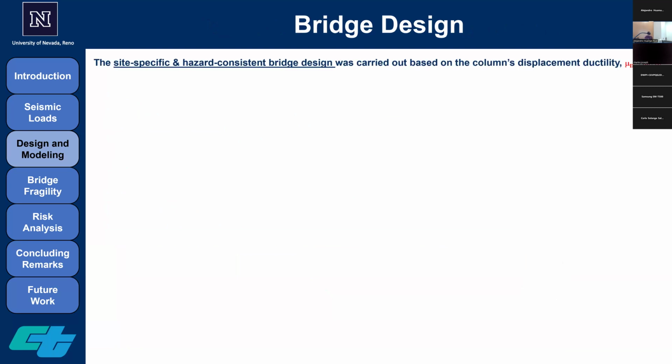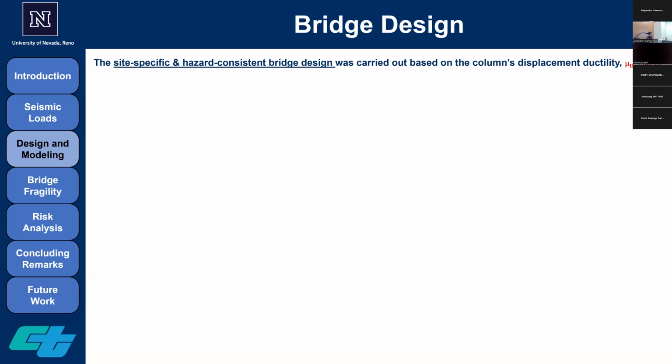So in order to design the bridges, we already talked about the existing hazards that we have, and also the size of the bridge itself. Let's talk about the design. The main goal of the design here is to stay within site-specific and hazard-consistent bridge design, which is specific for each location. We are trying to achieve it using the column's displacement ductility method provided by Caltrans, which is calculating the mu D, as you can see.